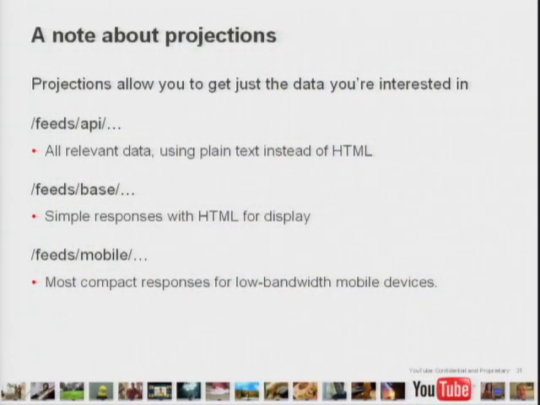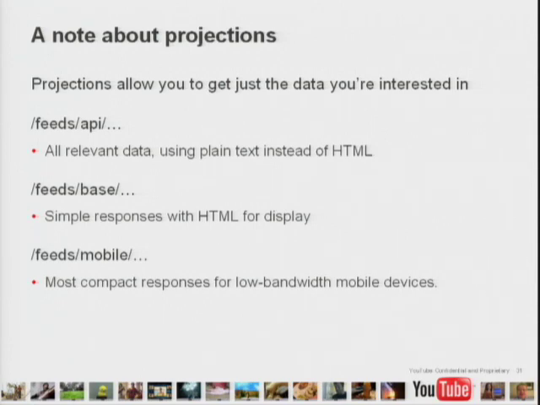One of the things I want to insert a brief note about is that we offer a couple of different projections within the API. These projections allow you to give us some information about what content you're interested in, as well as what you're expecting to do with the content. Right now we have three different projections. The first one, and probably the most common, is our API projection. This basically gives you all the data that we have available for the content. It typically uses plain text instead of HTML, so it's a little more compact and a little easier for you to parse out, like the description, for example.